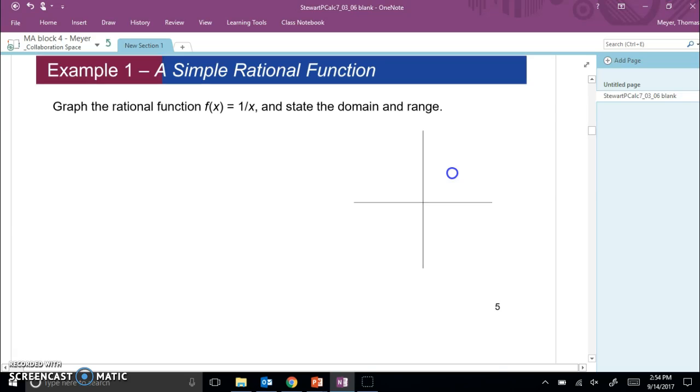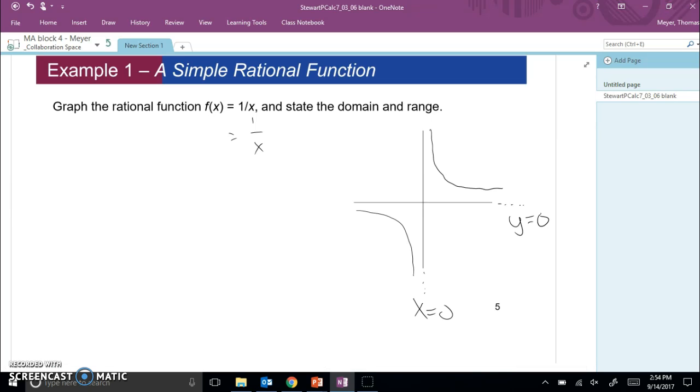So rational functions have asymptotes. You've seen the function 1 over x before. We had that as one of our parent functions. It was a function that looked like this, and it never crossed the axes. So we would say it has a vertical asymptote at x equals 0 and a horizontal asymptote at y equals 0. Most rational functions are going to have both vertical and horizontal asymptotes. Not all of them will, but that's a pretty common occurrence when it comes to rational functions.